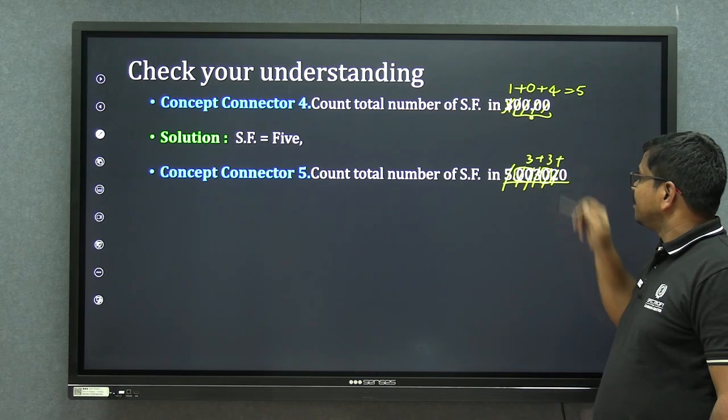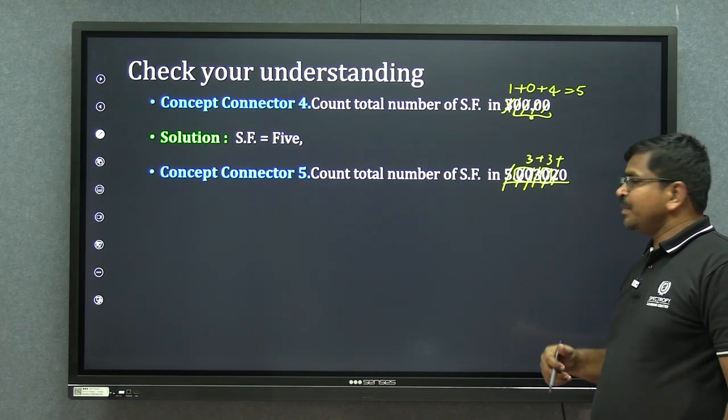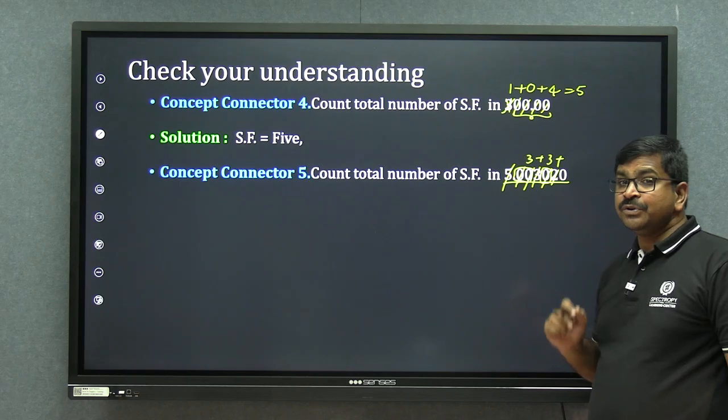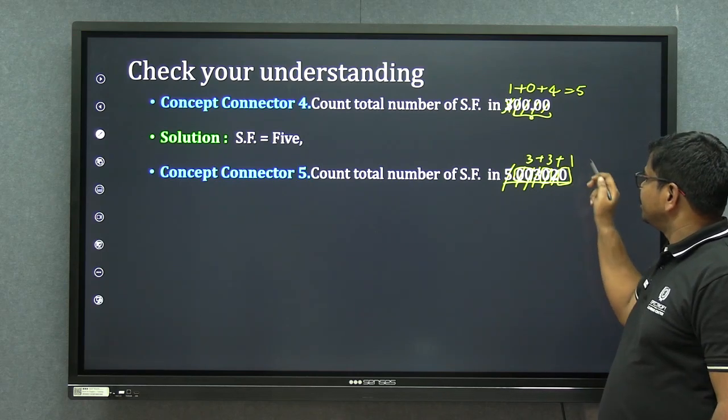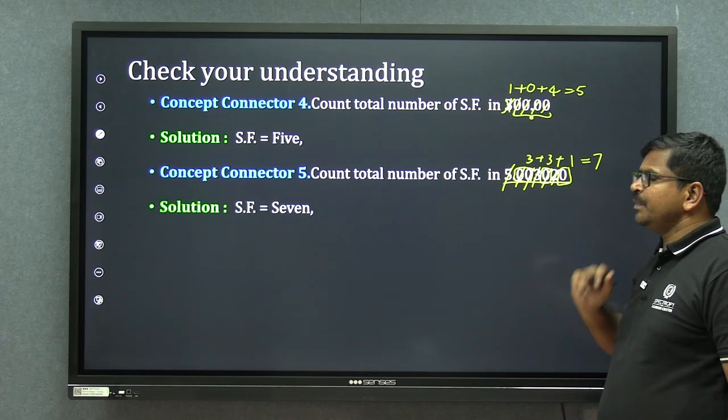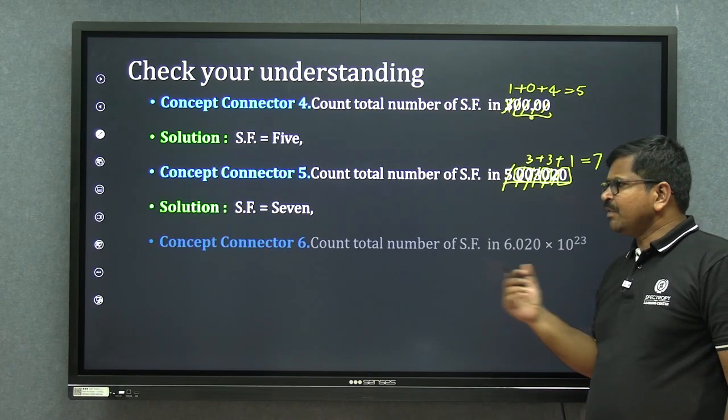This is 3. Plus, is it a decimal number? Yes, it is a decimal number, and you should consider trailing zeros. How many rightmost zeros are there? 1. So total 7. 7 will be your answer. Let us consider one more.